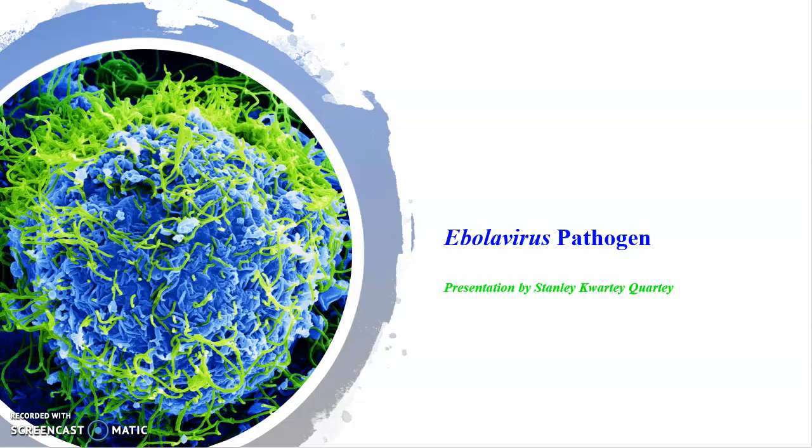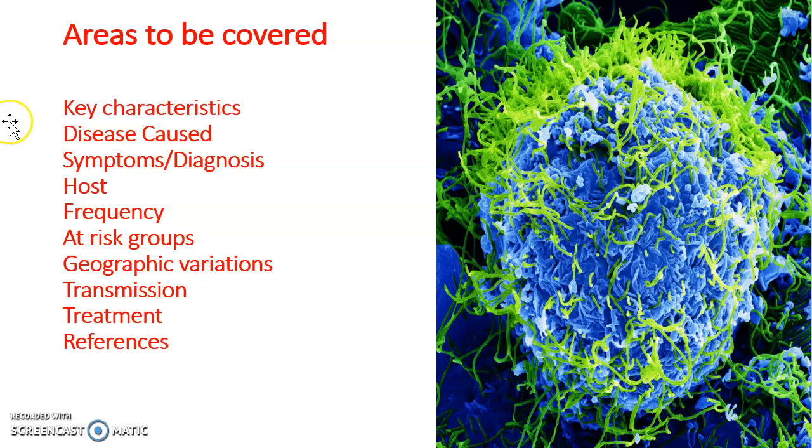To continue with the discussion, these are the areas that we're going to cover: key characteristics of the virus, the disease that it causes, the symptoms and diagnosis, the host, frequency, at risk groups, geographic variations, transmission, treatment, and then we'll go over the references.